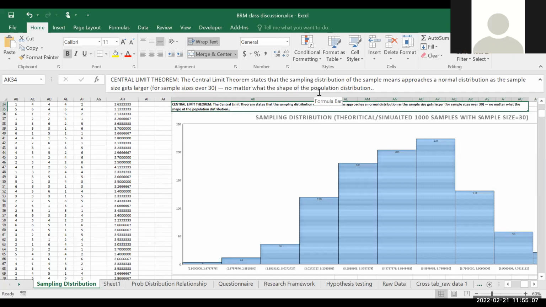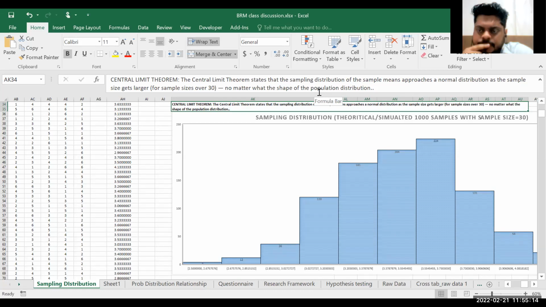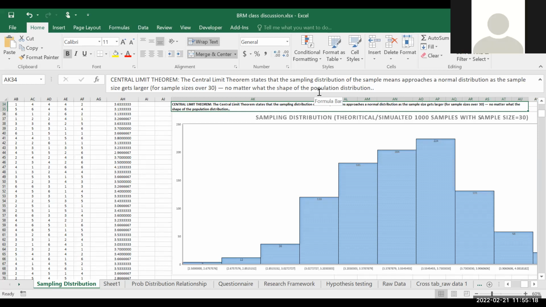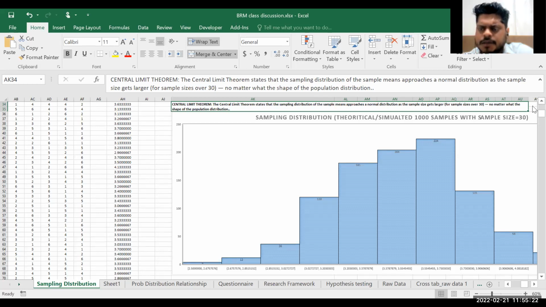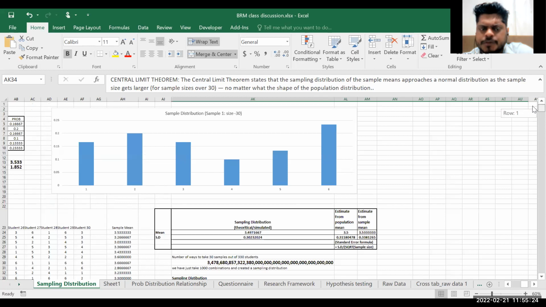Sir, in the previous question, which type of distribution was there? The second question, sir. First was uniform, this is normal, and the second question is a non-uniform distribution. That doesn't follow a proper skewed distribution, right? So that is a non-uniform distribution.